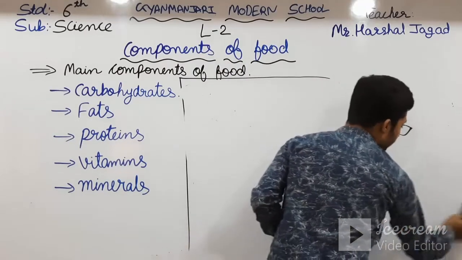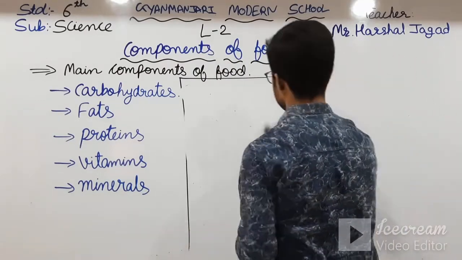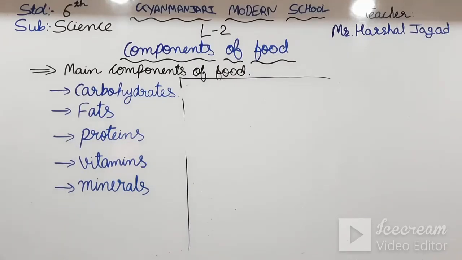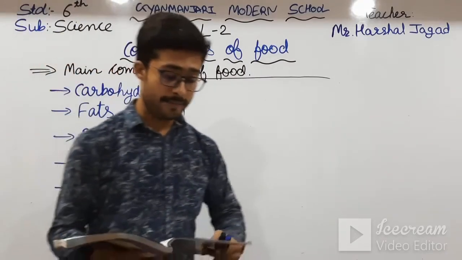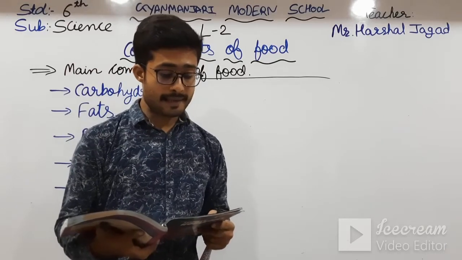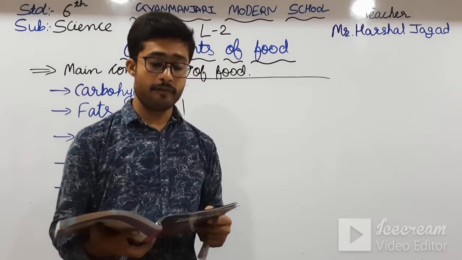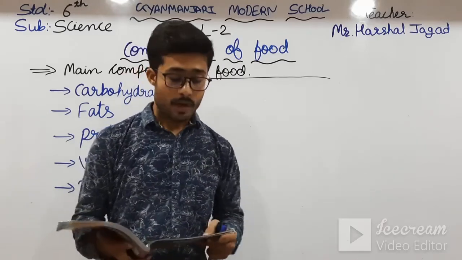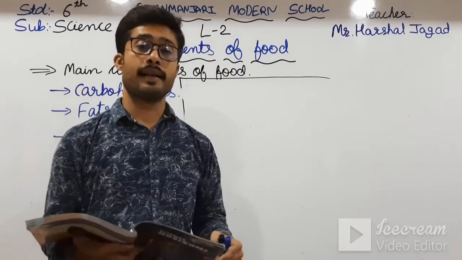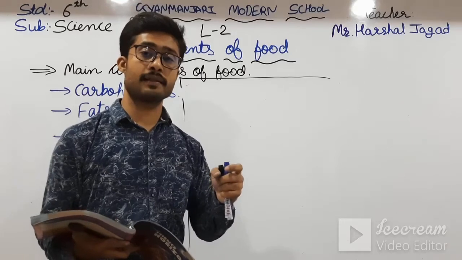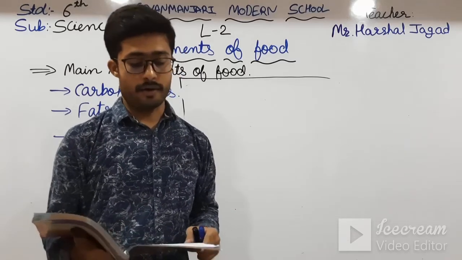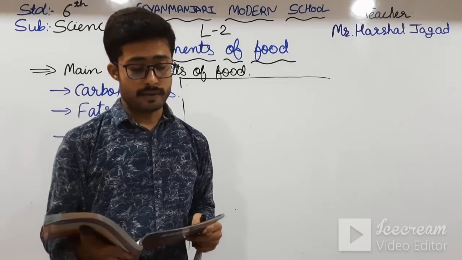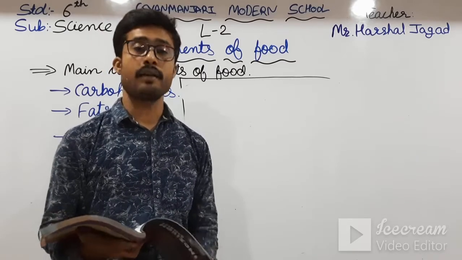There are two activities in your book next. Let us see the two activities. Okay students, here the first activity aims to test the presence of sugar in a food sample. What is the aim? We have to test whether sugar is present in the food or not. Material needed: food sample, water, Benedict's solution, test tube and Bunsen burner.